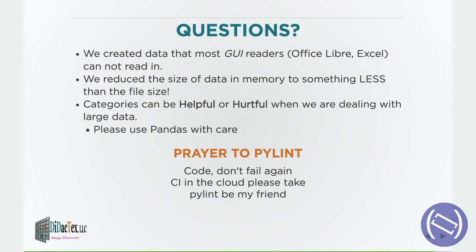And you did see that sometimes categories can be hurtful, too. If you have unique identifiers and they don't repeat, especially a 16-character long unique identifier, making those into categories will really hurt you, and it would blow up the size of your data in memory. So just use care. That's true with all our code. Just be careful. Think before you code.